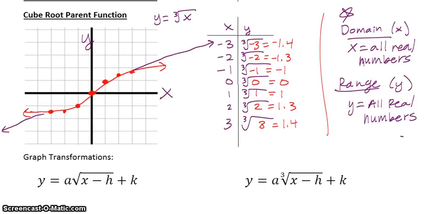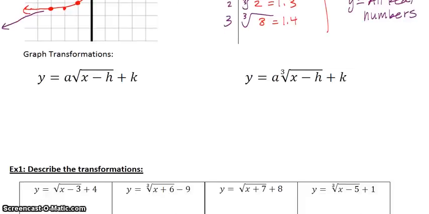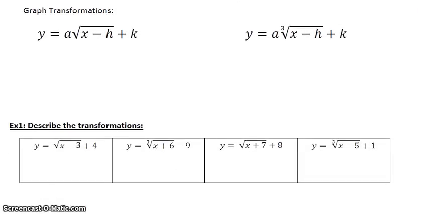Alright, so our method today is we're going to just take those parent functions and move them. So I'm going to have the exact same graph, just translated up, down, left, right, and it could possibly be stretched or shrunk. So if you look at an equation they give you for a cube root or square root graph, based off of where there are pluses and minuses, we can figure out if it's going up, down, left, or right.